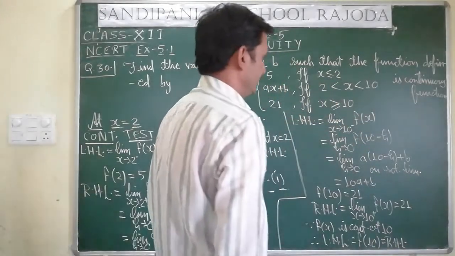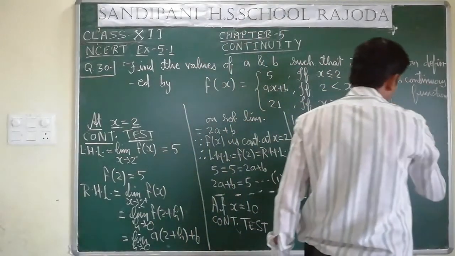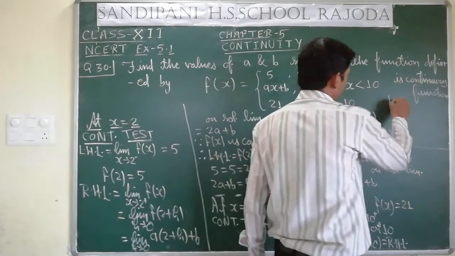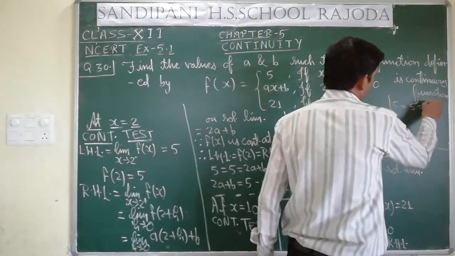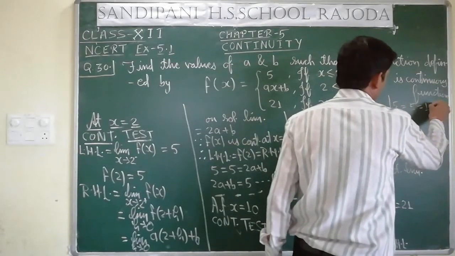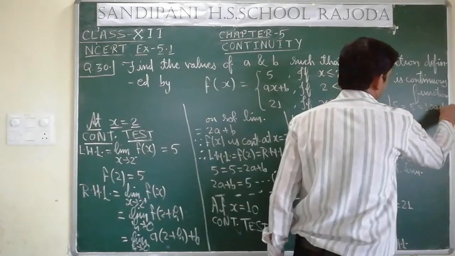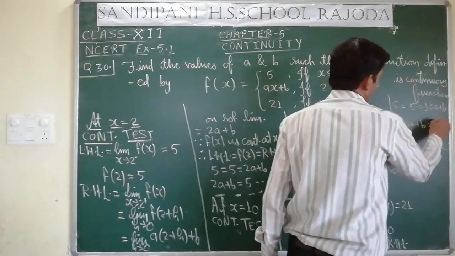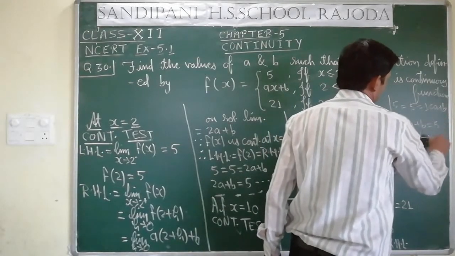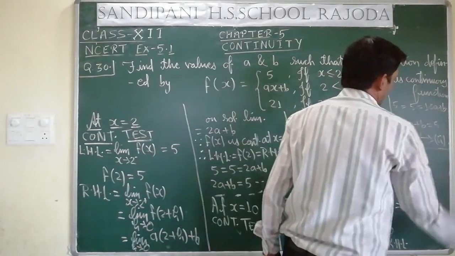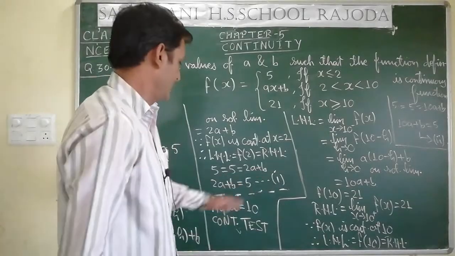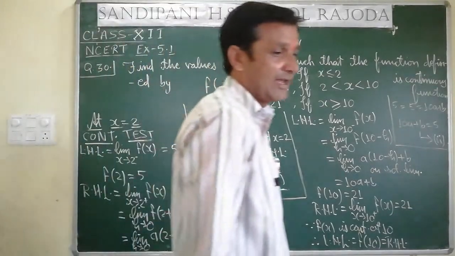Means what we can conclude from here? We can conclude that 21 is equal to 10a plus b. So it is our second equation, 10a plus b is equal to 21. This is our second equation. Now we are having two equations, first and second. We may proceed with solution by the elimination method.